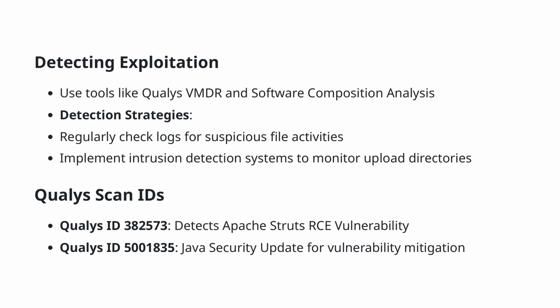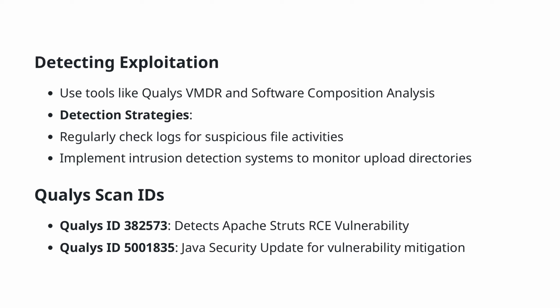In this slide, we focus on detecting exploitation to enhance the security of your systems. To effectively identify potential vulnerabilities, it is advisable to use tools like Qualys VMDR and software composition analysis. These tools play a significant role in detection strategies, which include regularly checking logs for any suspicious file activities. Additionally, implementing intrusion detection systems can help monitor upload directories for unauthorized actions.